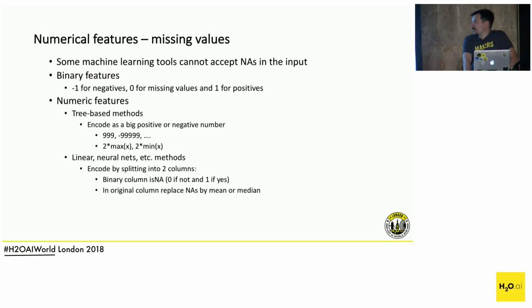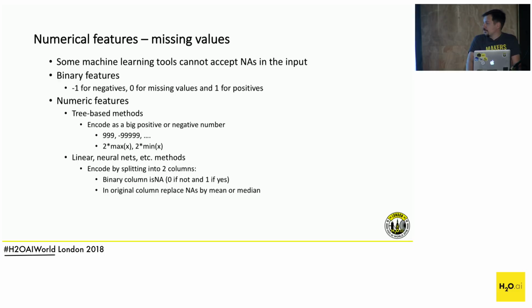For numeric features, for tree-based methods, you can encode a feature as an out-of-distribution value. It's quite a useful technique. So let's say in that case, if your missing values actually mean something, the model will be able to find this dependency and use it.